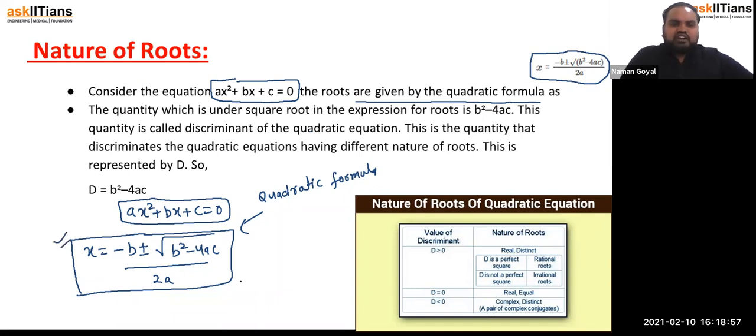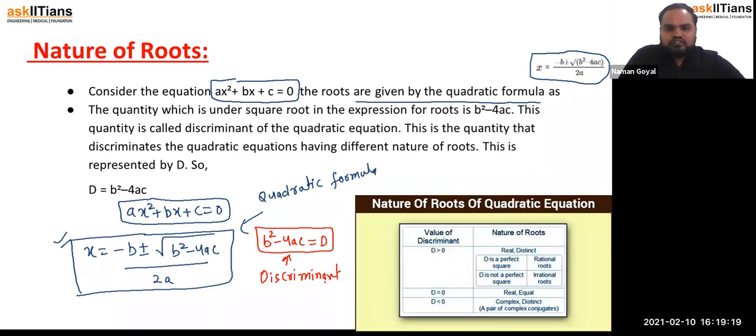The quantity which comes inside the root, which is b square minus 4ac, is represented by D, or D is known as what? Discriminant. Okay, this is D. So the quantity which is under the square root expression, b square minus 4ac, is called the discriminant of the quadratic equation.